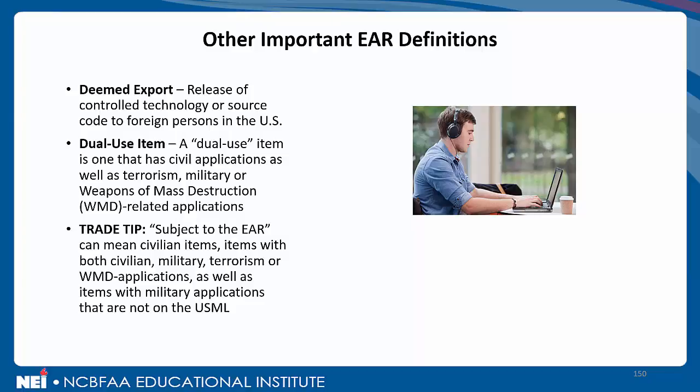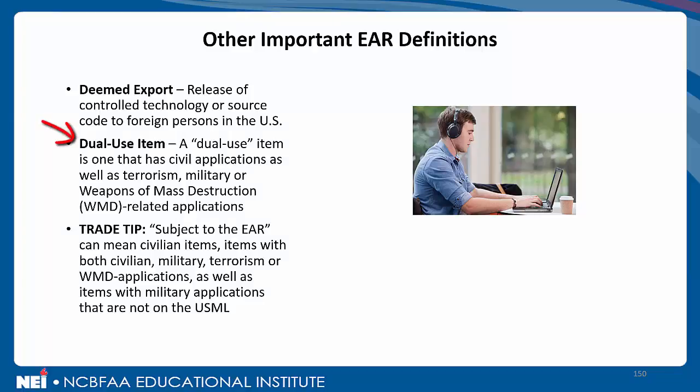And as the definition denotes, it is the release of controlled technology or source code to foreign persons in the US. Now, we have subsequent slides on deemed exports, but we want to point out we're not talking about a physical export of a product from the United States or another country for that matter. We're talking about the release of technology or software to a foreign person in the United States. So as we'll see in just a moment, if a foreign person comes to your place of work, your facility, your factory, and controlled technology or source code is shared with or given to them, that's known as a deemed export. More on that in just a moment.